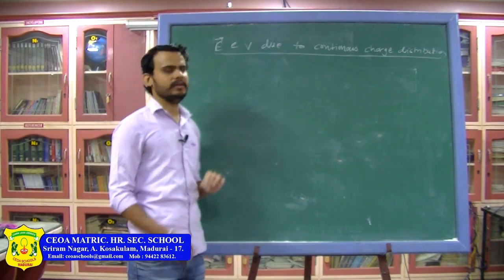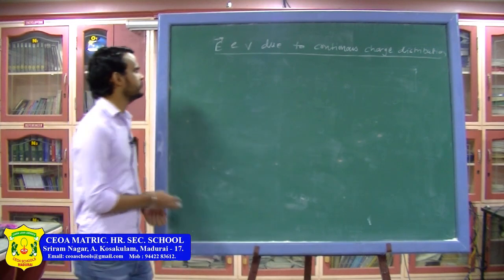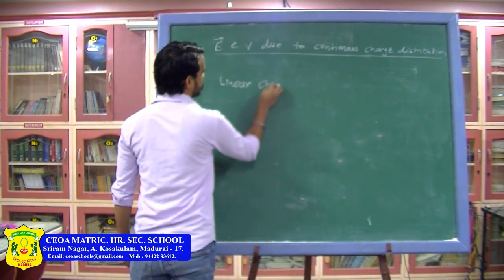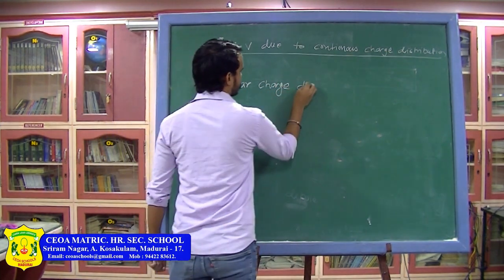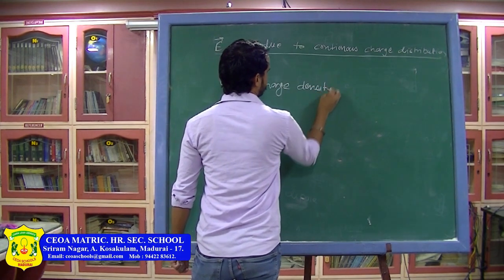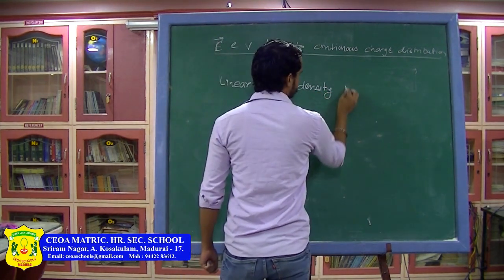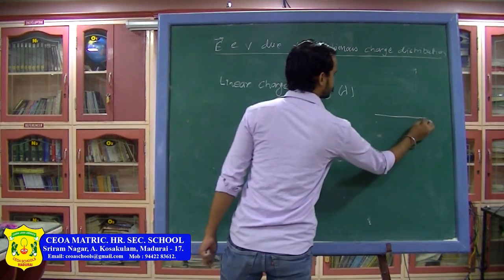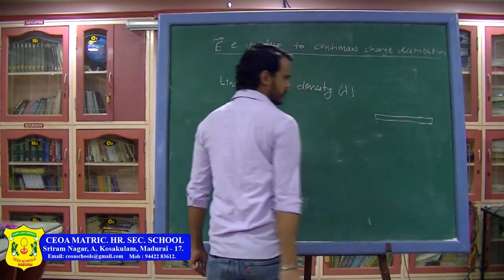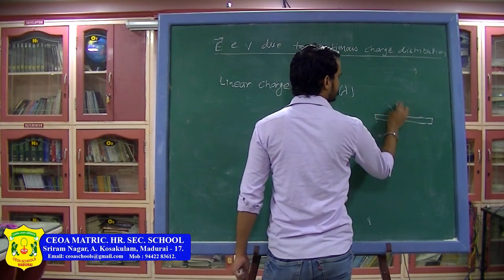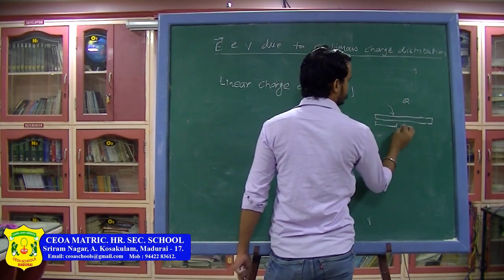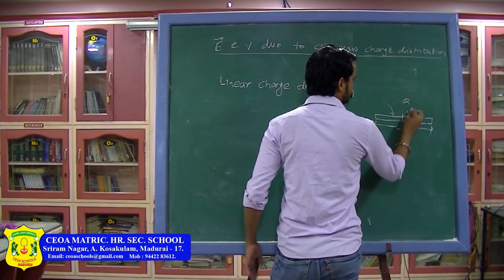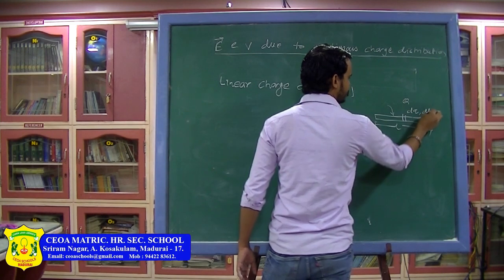So according to that, we can define 3 kinds of charge density. First will be linear charge density, for which we are going to use the symbol lambda. So suppose you have a length. On this length there is charge distribution. Charge given to this is q, total length is L. On this I can take a very small element. On that small element the charge will be dq and length will be dl.